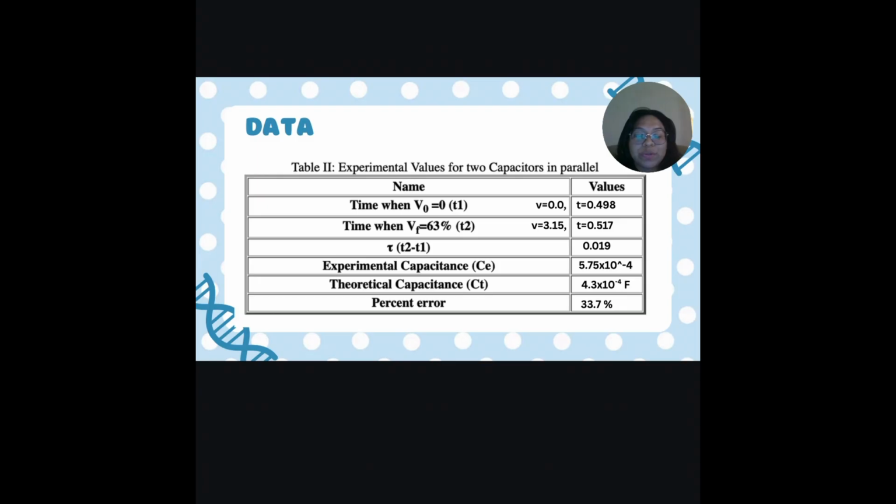Using those two values, we were able to find a percent error, which again is our theoretical minus experimental, divided by theoretical, times 100. And so for our percent error for this, our second and final step, it was 33.7%.